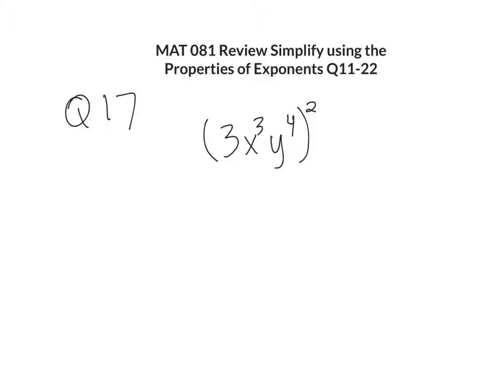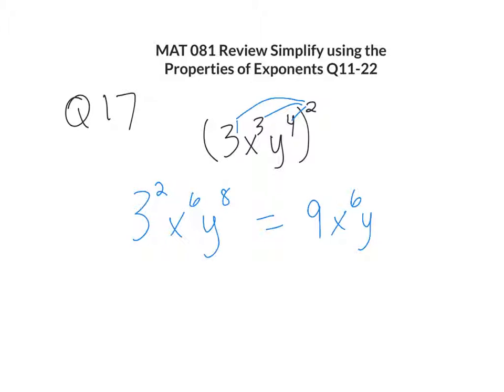All right, now we have the power rule that we're going to work with, the power of a product. Basically, when you have parentheses and an exponent on the outside, you have to distribute that power to everything on the inside by multiplying the exponents. So this is going to be 3 squared times x to the power of 3 times 2 is 6, and y to the power of 4 times 2 is 8. And you can simplify that a little bit more by doing 3 squared is 9. So we end up with 9 x to the 6, y to the 8th.